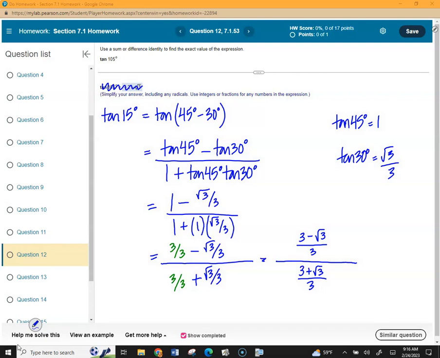Okay. Keep, change, flip. So keep. Change, flip it, and then those threes cancel. Now see in your computer, type 3 minus root 3 over 3 plus root 3 and see if it'll accept it. Yes. Yeah. I don't expect you to rationalize. And there is one of these on the test.